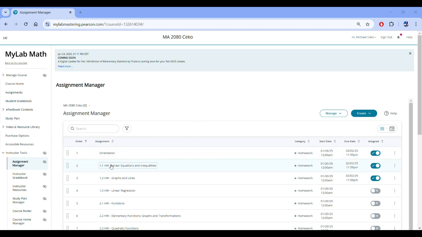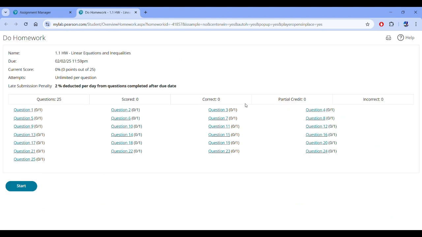Hello. We are now going to look at homework 1.1, linear equations and inequalities. Previewing, as you can see, there are 25 questions. We have unlimited attempts per question, and it is due 2/2/25 at 11:59 p.m.